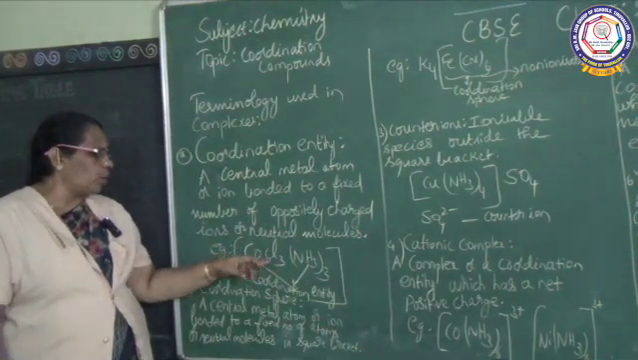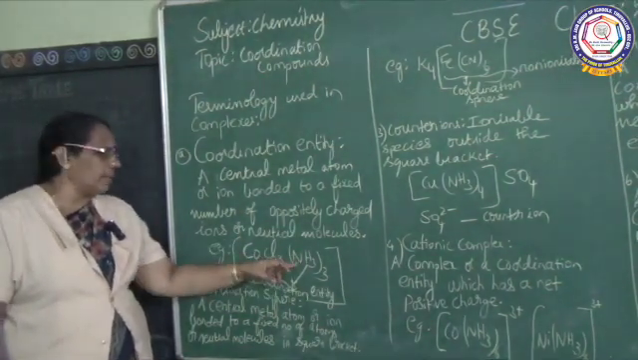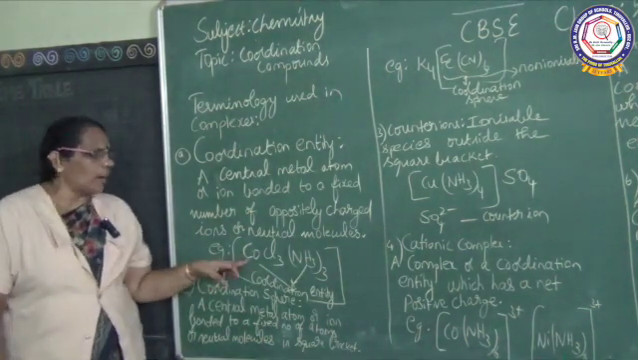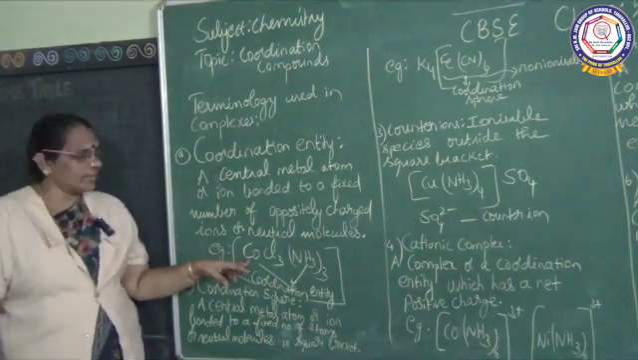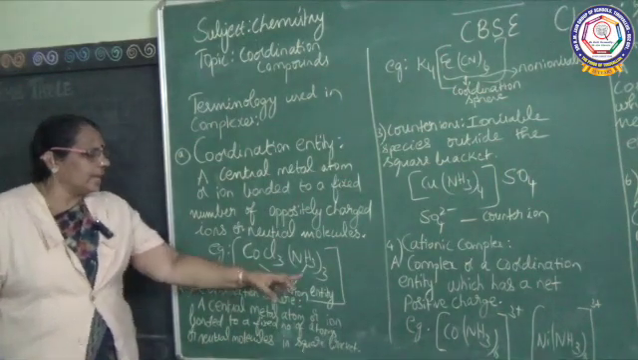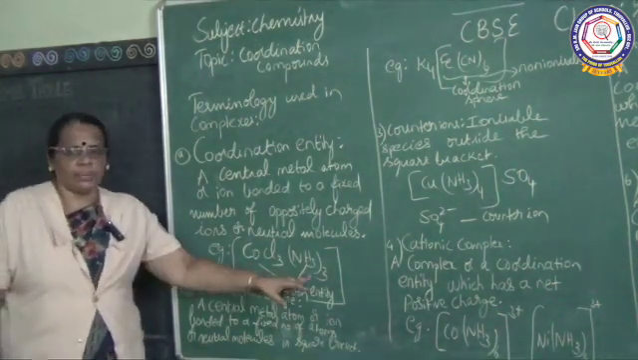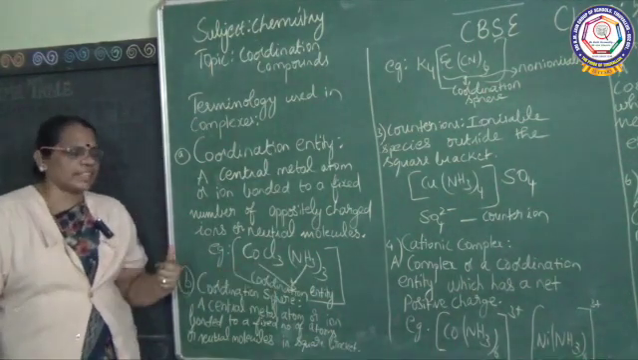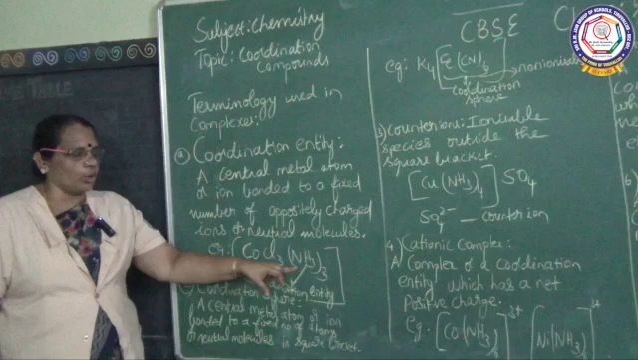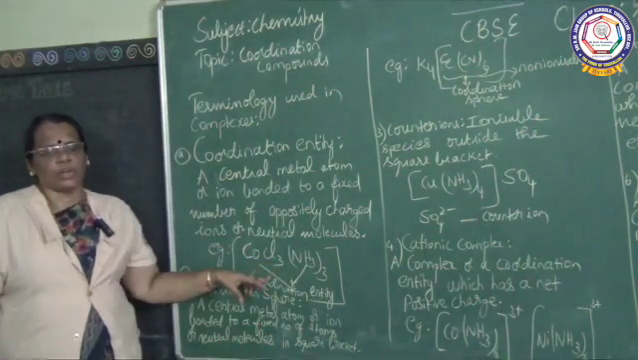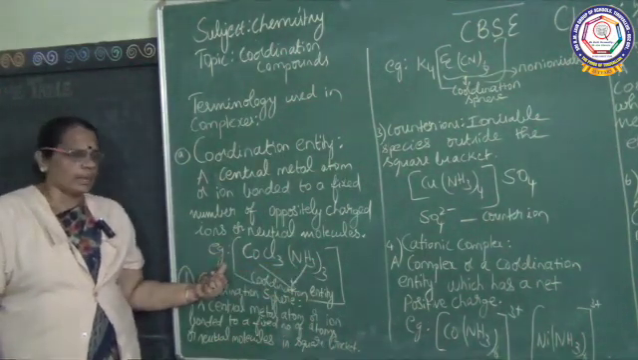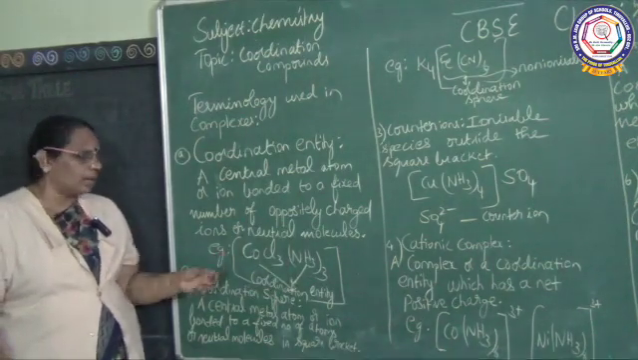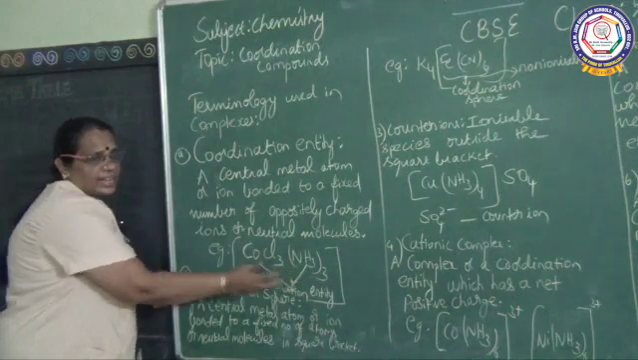triamine trichlorido cobalt 3. So here cobalt is the central metal ion. The ligands here are chlorine and ammonia. So cobalt is the central metal ion which is bonded to a fixed number of ligands. There are three chlorine atoms bonded to the central metal ion and 3 ammonia molecules bonded to the central metal ion. So this is called a coordination entity.